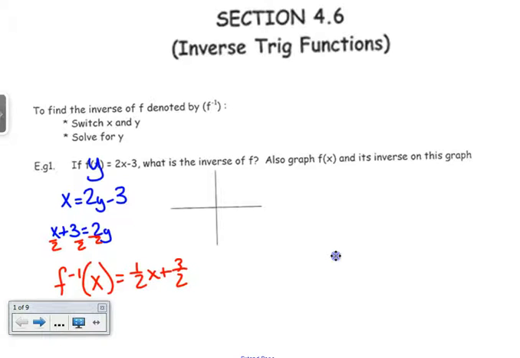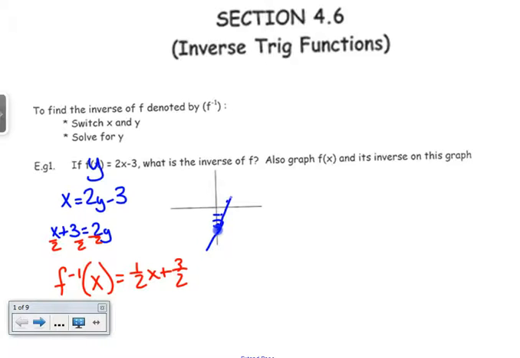Now there is something that happened that was kind of interesting when you graphed a function and its inverse. They became reflections of each other over the line y equals x. So let's start with the original function, which I'm going to do in blue. 2x minus 3 starts at negative 3. And then your slope is up 2 over 1.